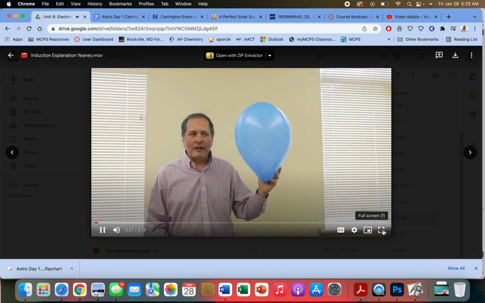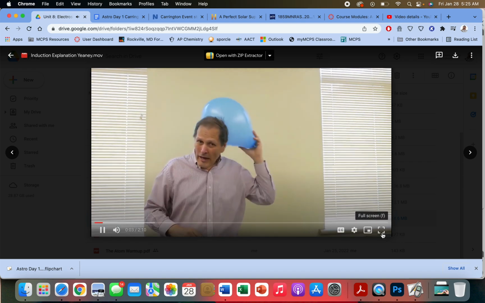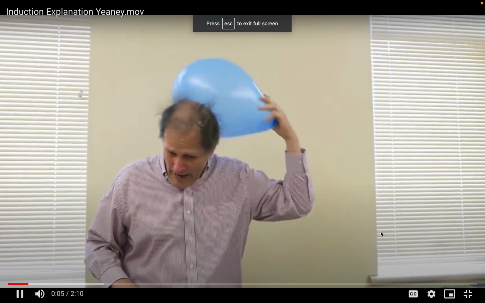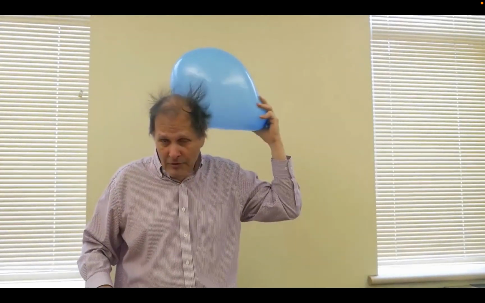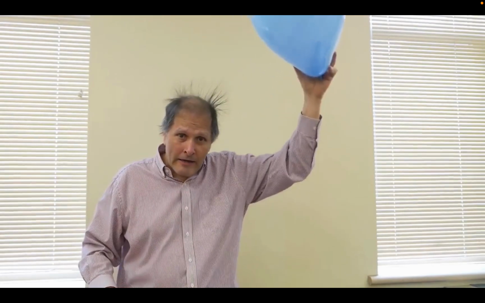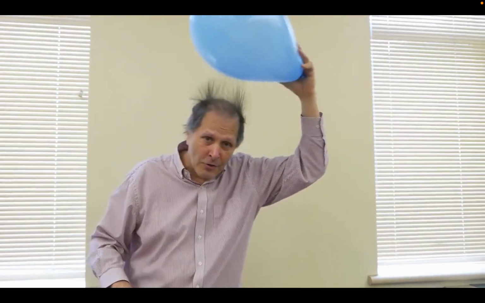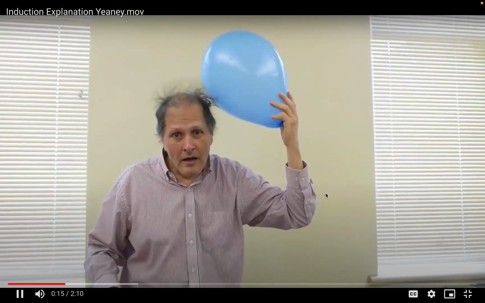One of the classic demonstrations in electrostatics is using a balloon and simply rubbing it across your head, and very quickly it becomes charged. In fact, if I lift it off my head, I can feel my hairs being attracted to it.